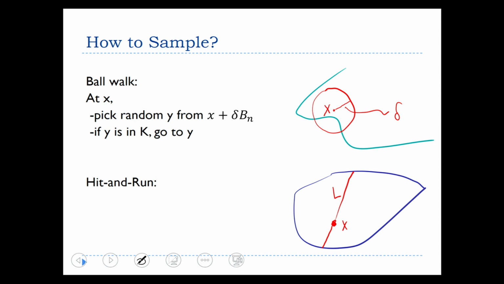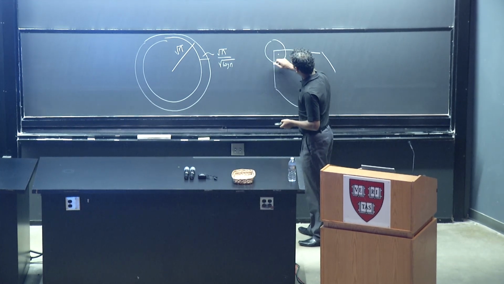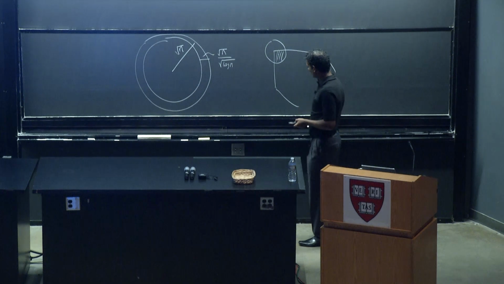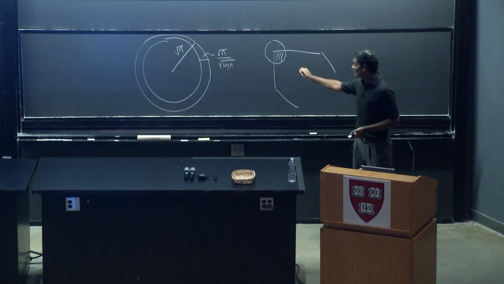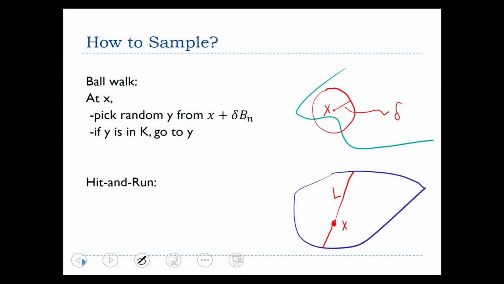If it gets close enough to a corner, imagine a corner of a cube even, or whatever body shape you have here, this probability is exponentially small in the entire volume. So if you get that close to a corner, you're stuck. The second process, called hit and run, avoids this.